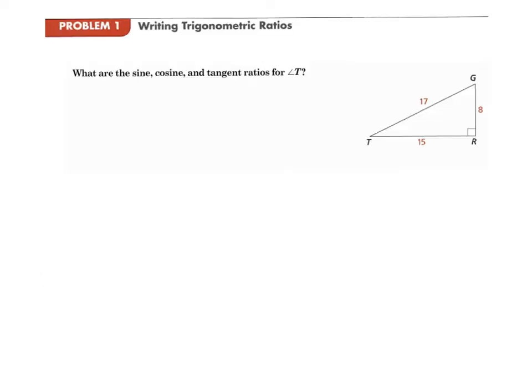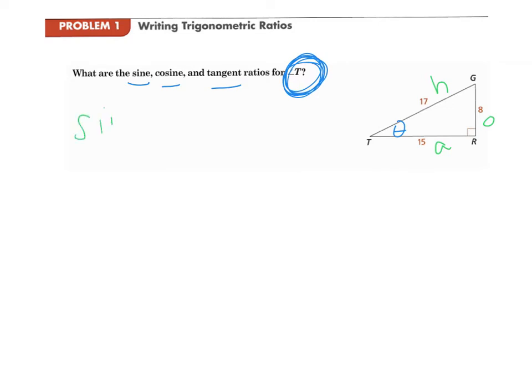So the first example I have here is writing trig ratios. So this is just practicing writing the actual ratio. It says, what are the sine, the cosine, and the tangent ratios for angle T? This is what's important, because now we know where theta is supposed to go. You don't have to write theta there, but I like to sometimes because it helps me see what I'm looking for. So my next step would be to label my triangle. So I know this is my opposite, I know this is my adjacent, and this is my hypotenuse.